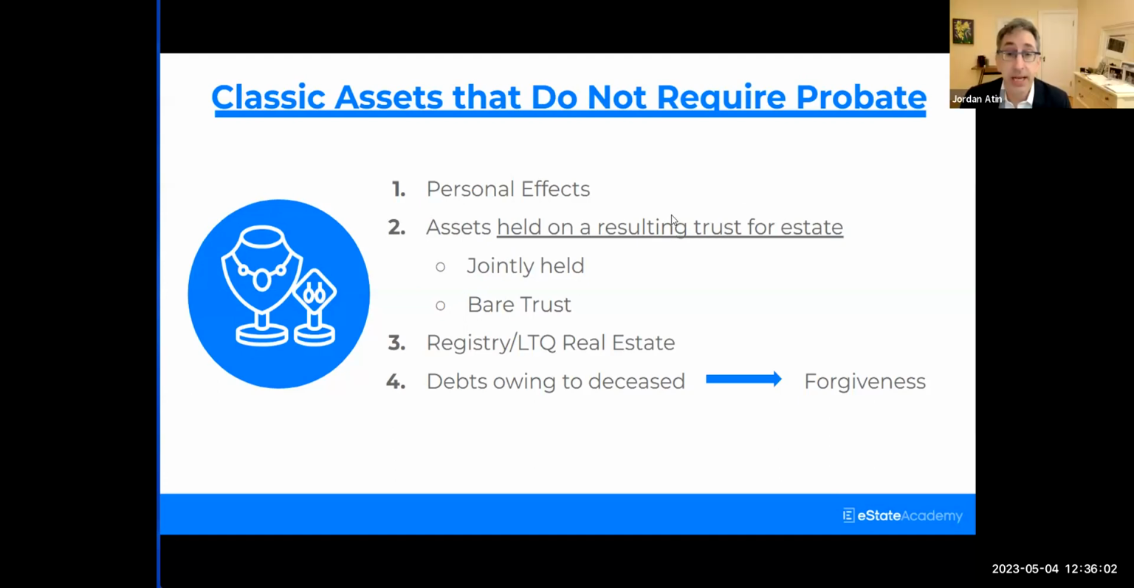And just to clarify, the idea of being held on a resulting trust means it belongs to the deceased and it belongs to the deceased's estate. And usually the trustee of that is a bare trustee, that is, the legal owner has no rights to that property. LTQ is land titles qualified real estate. I recommend that you see one of our previous videos on the registry system and land titles qualified dealings with properties to avoid probate.